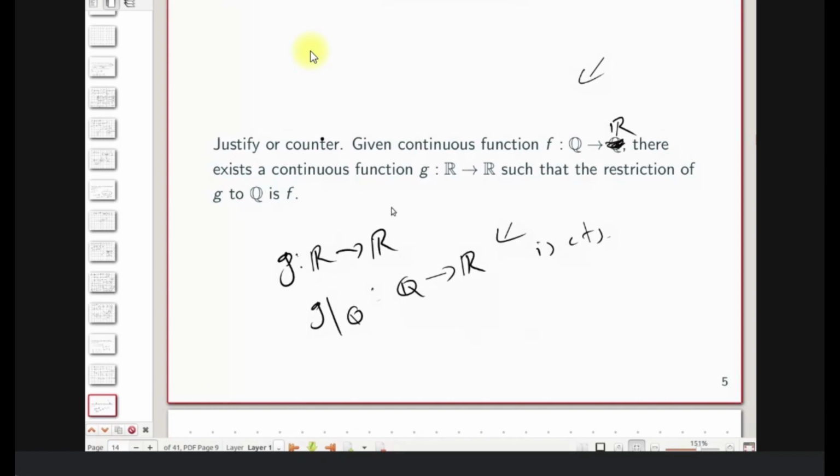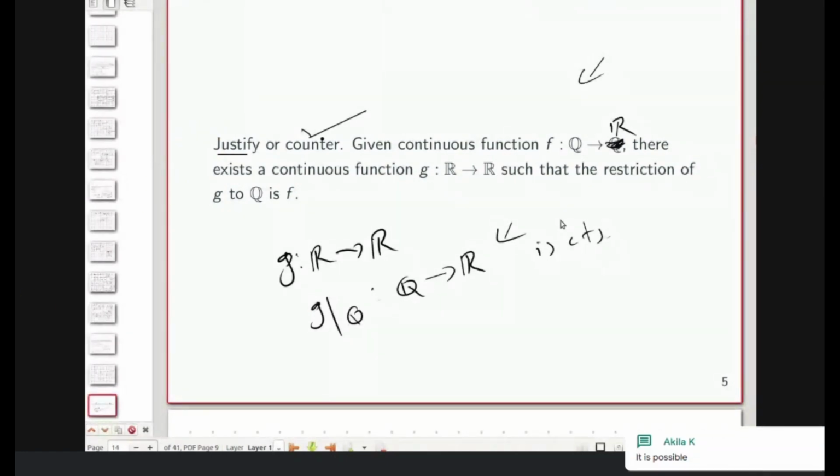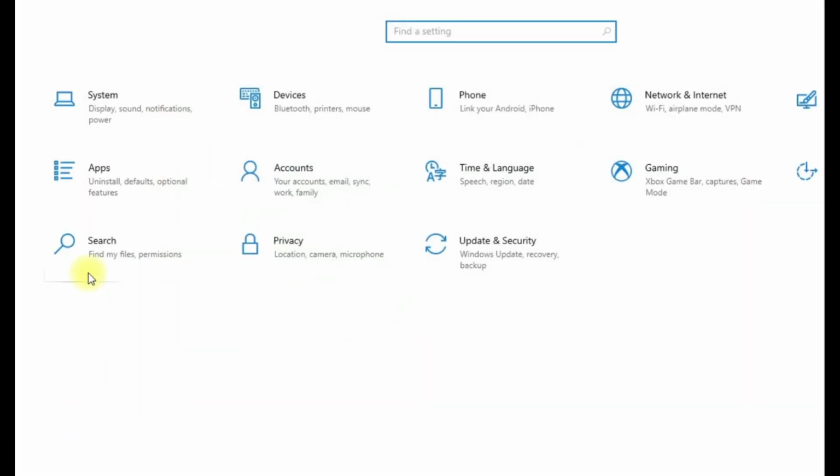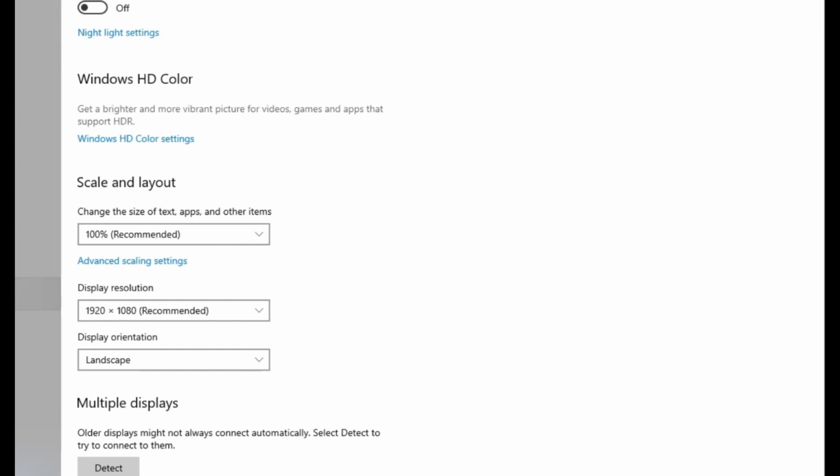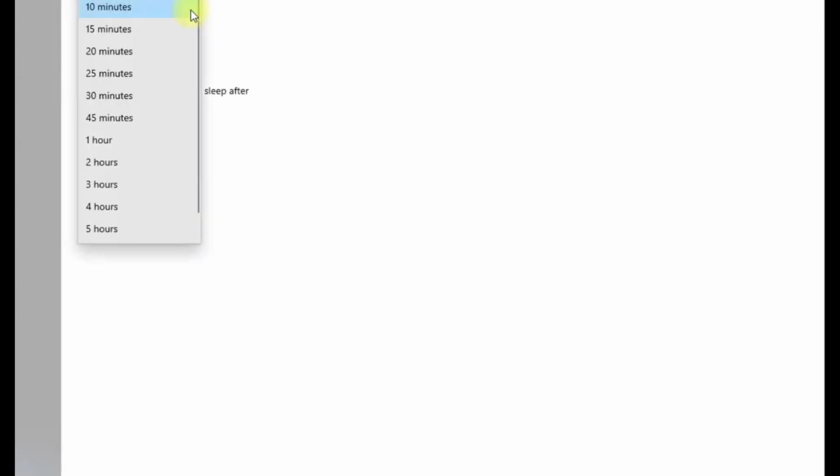And what about the answer? What do you think? Is it possible to have a continuous function, or is it not possible? If it's possible, we need the justification. If it's not possible, we need a counterexample. Okay, for a constant function, it is possible. If I'm taking f from Q to R to be a constant, I can define the same constant on R, hence it is possible.